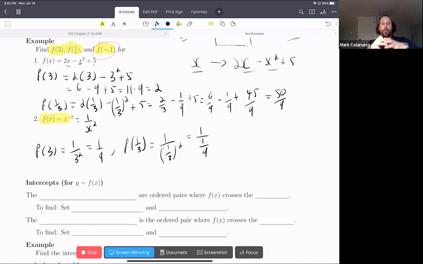And now hopefully you remember this basic rule of algebra: when you divide by a fraction, you invert it and multiply. So this is just 9. And similarly, if we wanted to do f of minus 0.1, this is 1 over minus 0.1 squared. Now you're squaring something negative, so it becomes positive. So it's 1 over 0.01, which is actually 100.